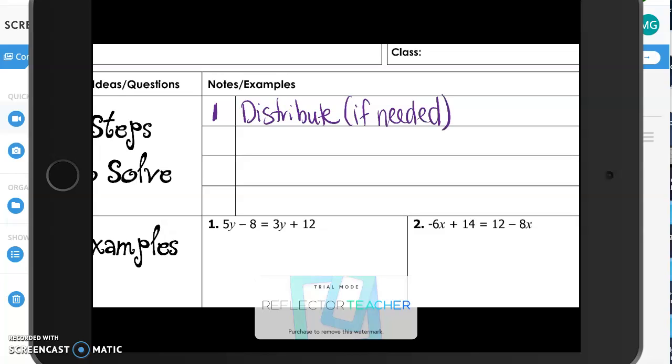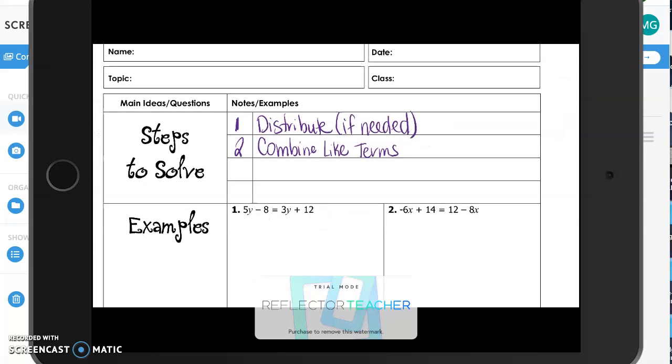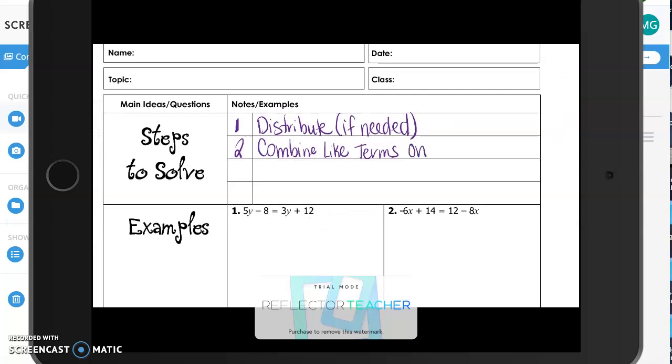So first step is to distribute if needed. You will know if you need to distribute if there are parentheses. Step 2 then is to combine like terms on each side of the equal sign.